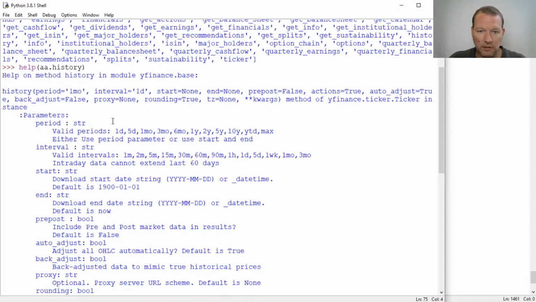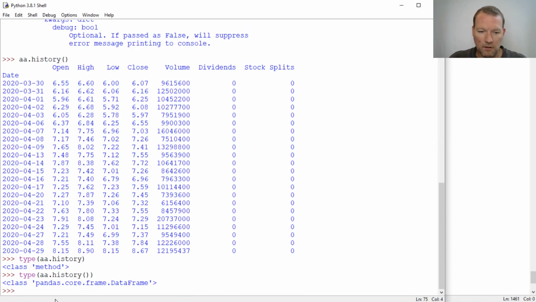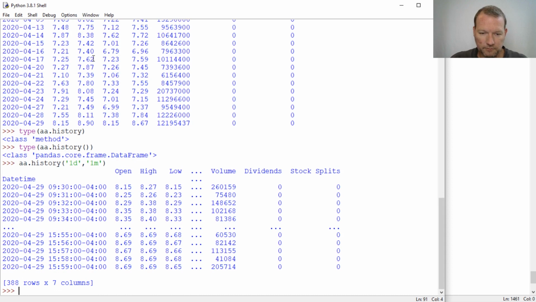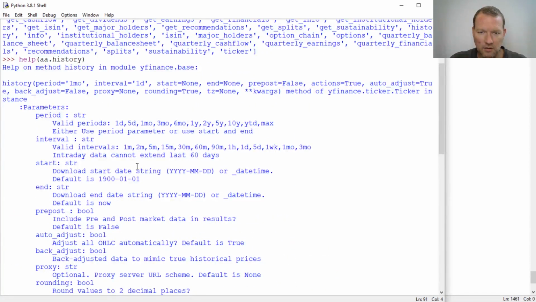So why don't we look? We can do period, day, and then interval. How about we do minute? So let's pull this up. One day, and then 1 minute. So here we are. Let's do 15 minutes.